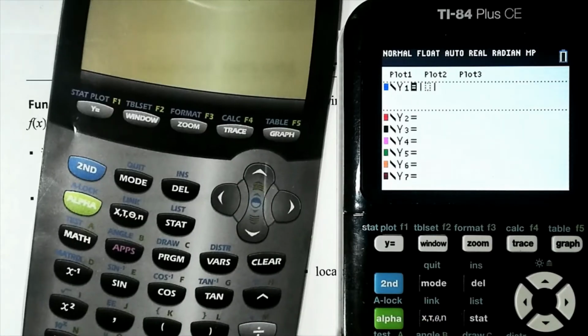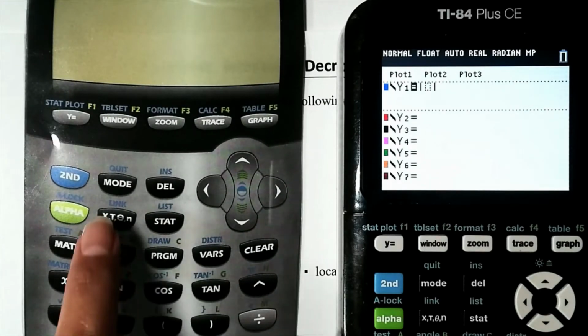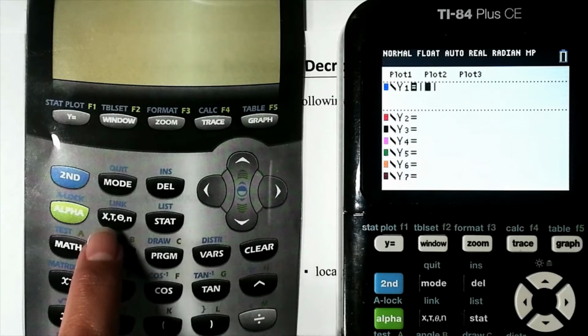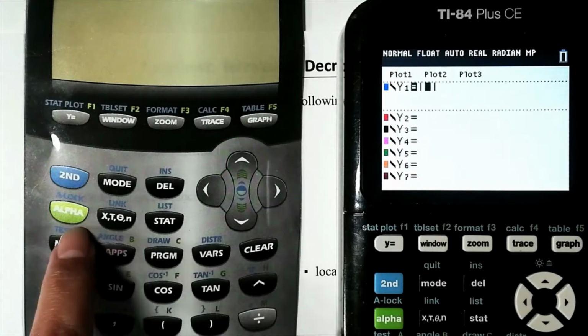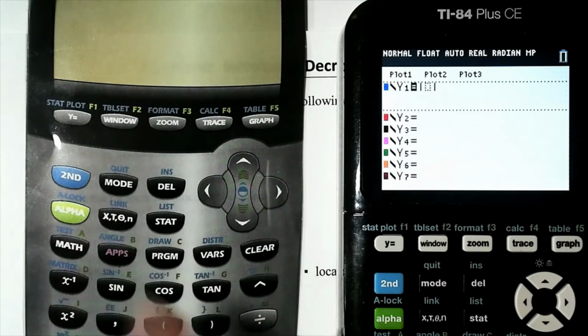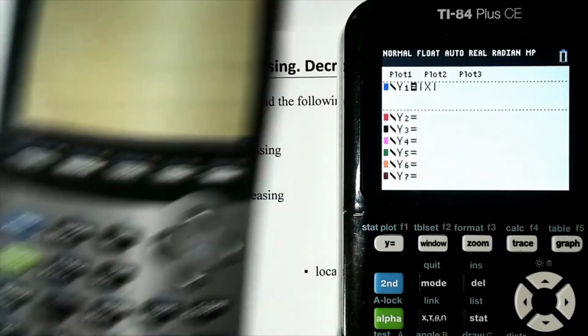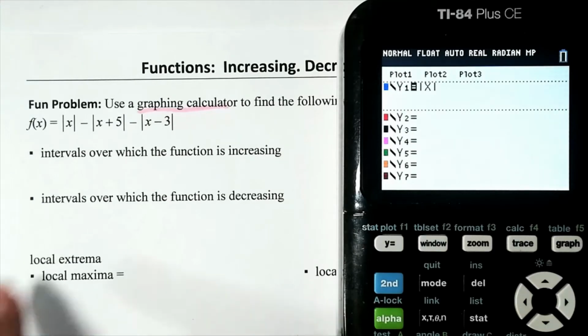Where is x? X is bunched in with these other keys. I forget the name of the Greek letters because it's been a while, but it's this one right here, next to the alpha. So we hit X, and then we get out of the absolute value, or we close the grouping symbol depending on your model. We use the side arrows, and then we have the blinker outside the absolute value.